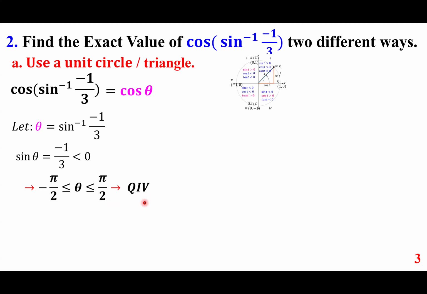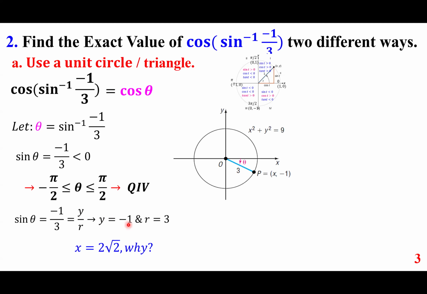So sine is negative 1/3. One way to look at it, as far as the unit circle or triangle, is y over r. And if it's y over r, remember r must always be positive, okay? So y must be negative 1. So what is cosine? Cosine is x over r. X is 2 square root of 2. How do we arrive at it? Let me remind you. Here's the unit circle, x squared plus y squared equals 1. In this case, x squared plus y squared is 9 because r is 3, everybody.